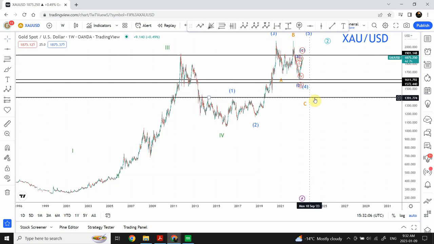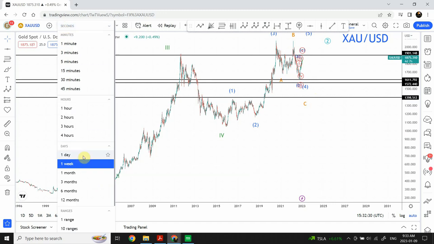This bottom is expected to form in the next 3 to 4 months. Right now we're talking about January 9th, so the bottom is expected around the earlier part of April. We can push it to May as well. So the next 3 to 5 months are important. We are definitely seeing massive weakness in the gold market, and this is an interesting trading opportunity.